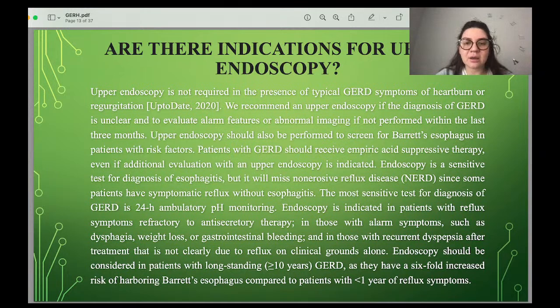It is also indicated in those with alarm symptoms such as dysphagia, weight loss, or GI bleeding, and in those with recurring dyspepsia after treatment that is not clearly due to reflux on clinical grounds alone. Endoscopy should be considered in patients with long-standing, more than 10 years, gastroesophageal reflux disease, as they have a 6-fold increased risk of Barrett's esophagus. I will show you what that is. This is compared to patients with less than a year of reflux symptoms.